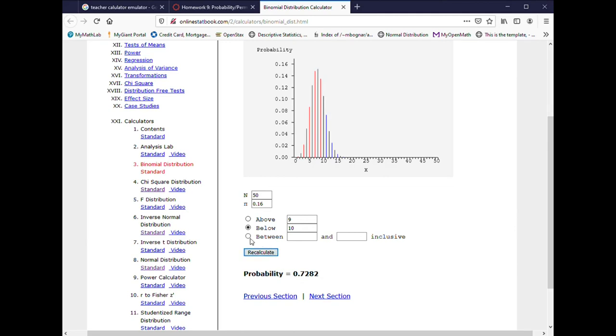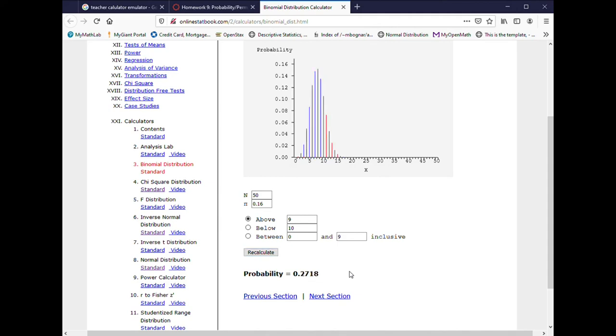Now you can do it a different way. You can also click between, and we're going to count from 0 to 9. That's the same as at most 9, and if you click recalculate, that gives us the same answer. So there's more than one interpretation of how to calculate these probabilities.